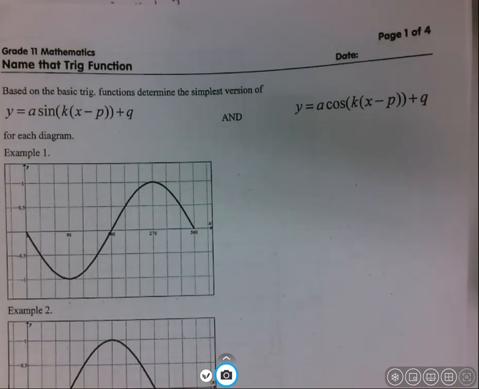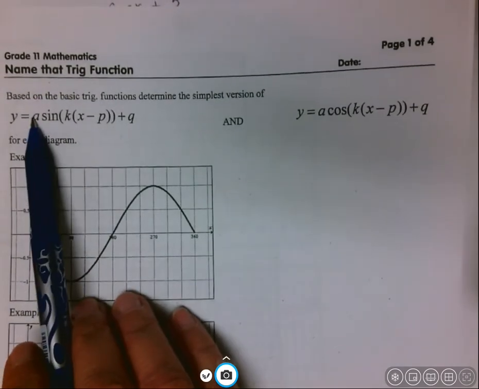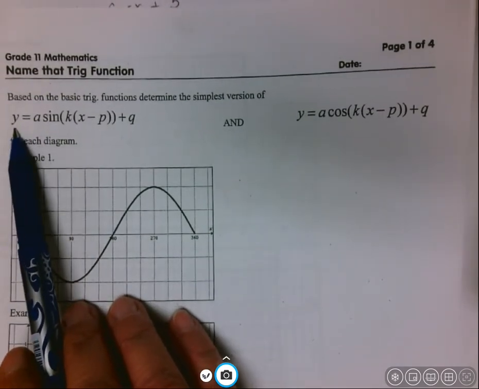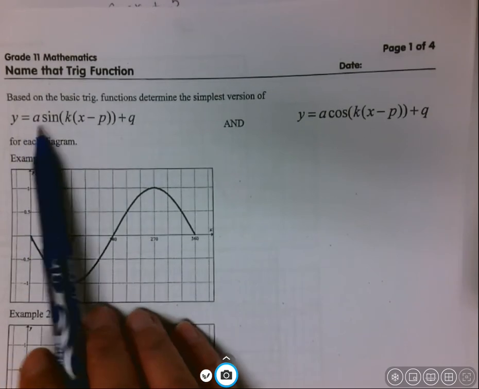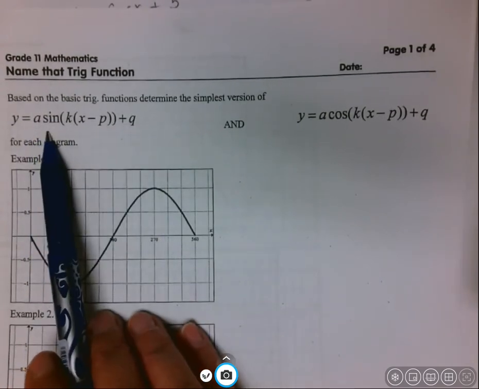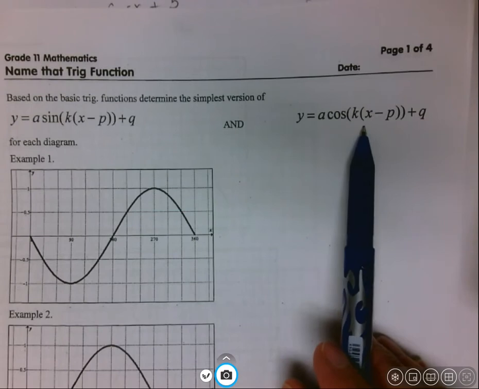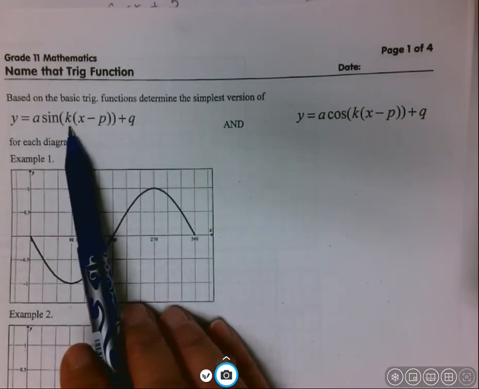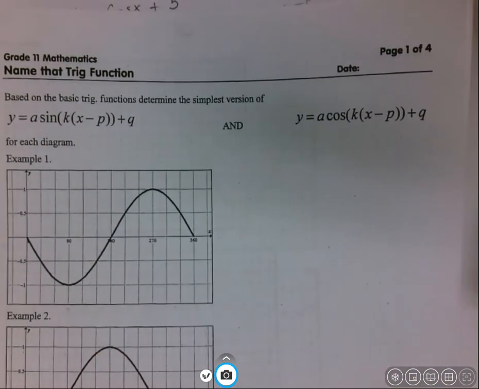This is a continuation of graphing and naming trig functions. In the previous video, we learned how to graph a trig function that has this equation, the a, k, p, and q around sine x or around cos x. And we learned how each of these a, k, p, and q affects the key properties.